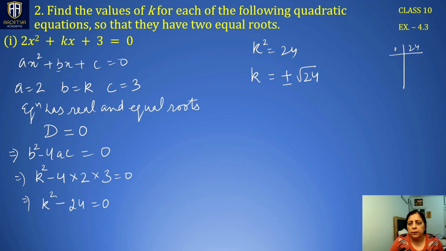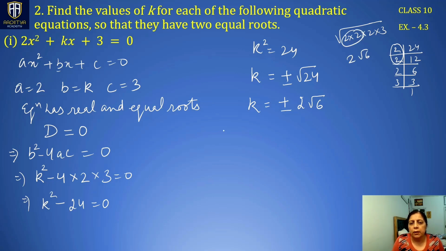Square root of 24 is 12, 2, 6, 2, 3, and 3 1s. So we have only one pair of 2. So I can write k is equal to plus minus 2 root 6. Out of this pair, see I can write here 2 by 2 by 2 by 3, 24. So from this pair I can take 2 common and 6 remains inside the root. So the value of k is plus minus 2 root 6. So this equation will have real and equal roots when k is this, right?